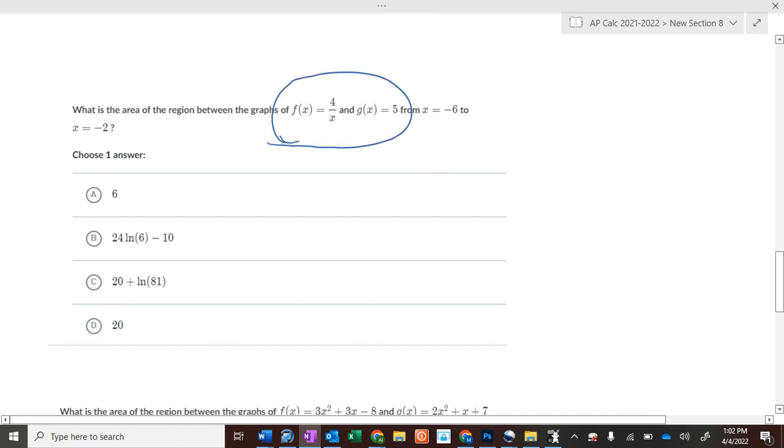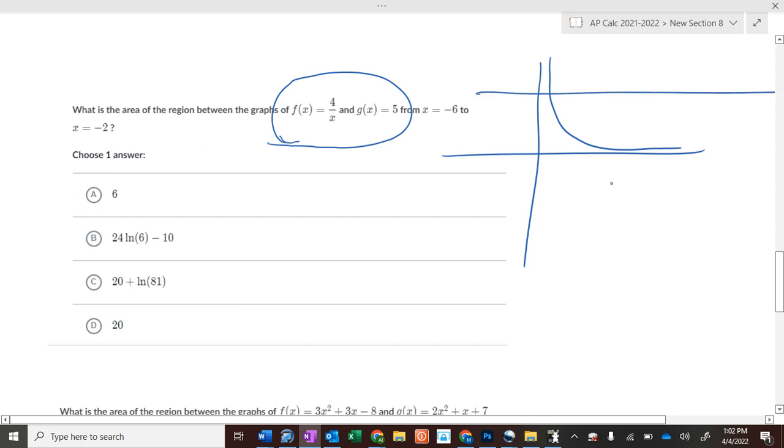It's either B or C, because see how it's a natural log? Okay, so let's look at this one. If we look at the function 4 over x, anything over x looks like this, right? The other function is like this as well. So definitely the 5 is on the top, and we're finding the area in between these two. Okay? So the 5 is on the top.